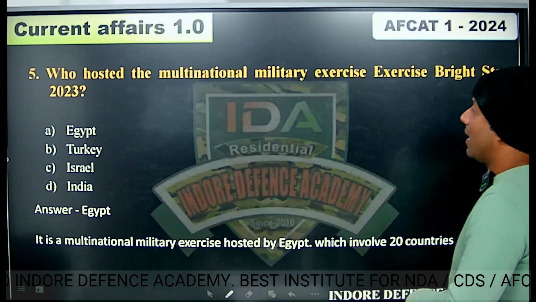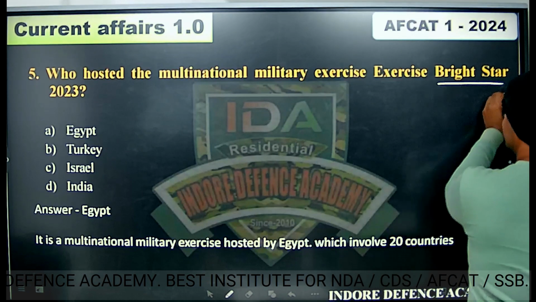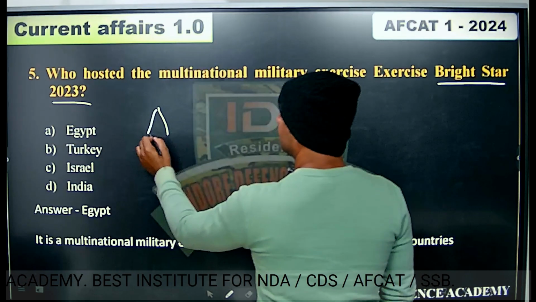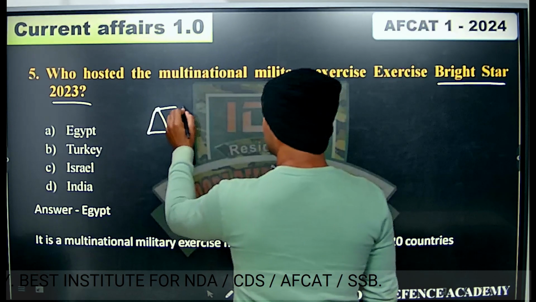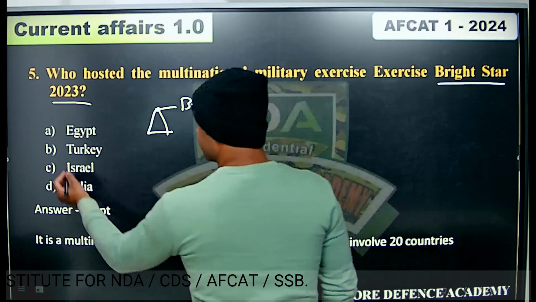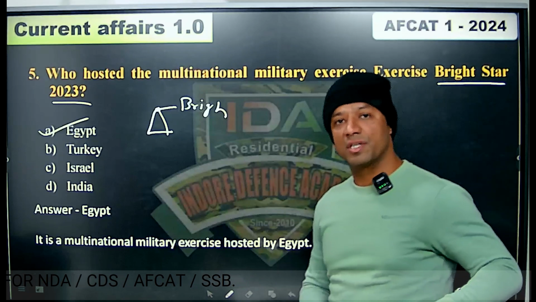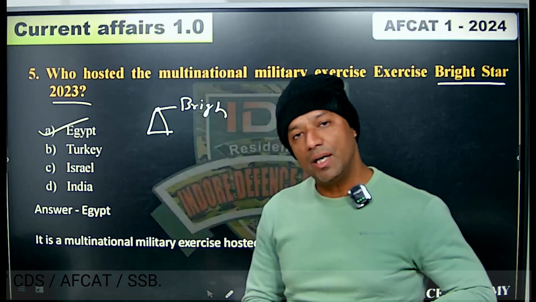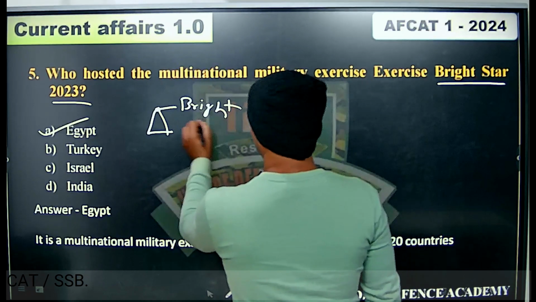Who hosted the multinational military exercise Bright Star? Bright Star. We had read about Bright Star. I told you that there is a pyramid in Egypt where there is a vertex and it is always bright. Okay, so bright is Egypt. I am just telling you some things so that you can memorize them and use them when asked in the examination. You can remember the bright.